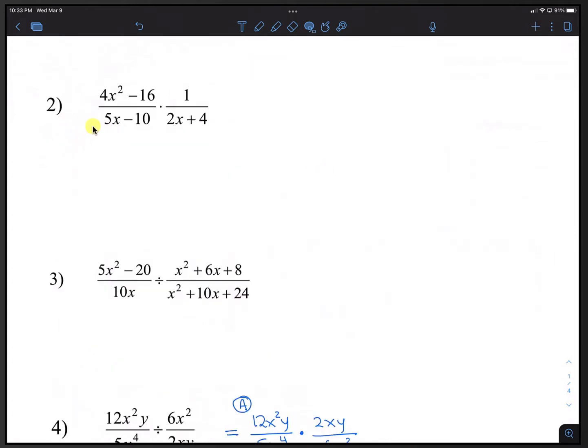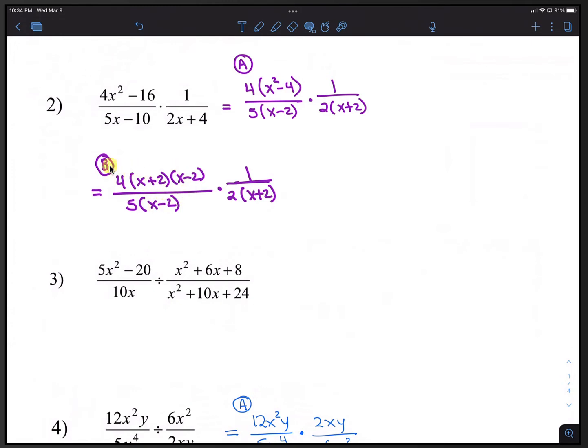All right, here's number 2. We can factor the 4x squared minus 16 by pulling out a 4. The 5x minus 10 we can factor by pulling out a 5. We can pull out a 2 from the 2x plus 4. All right, and doing that results in this expression. We have the 4 times x squared minus 4, 5 times x minus 2, and then 2 times x plus 2. We can then factor the x squared minus 4 into x plus 2 times x minus 2.